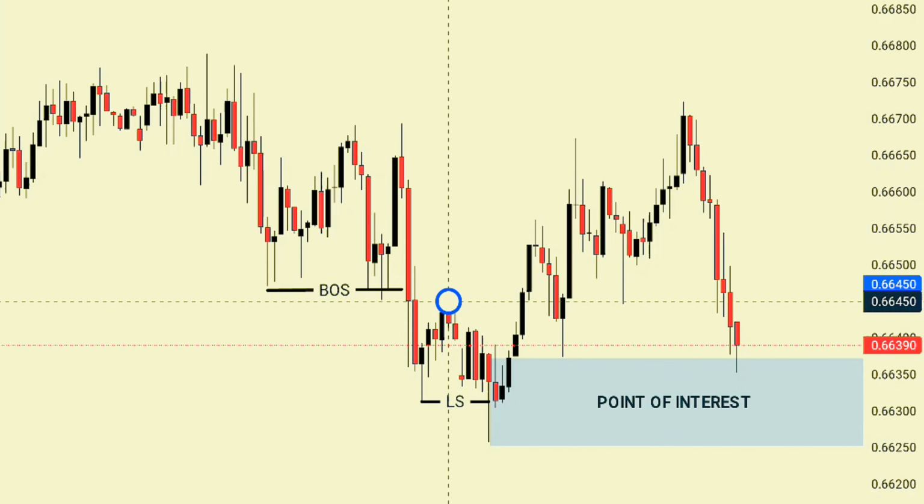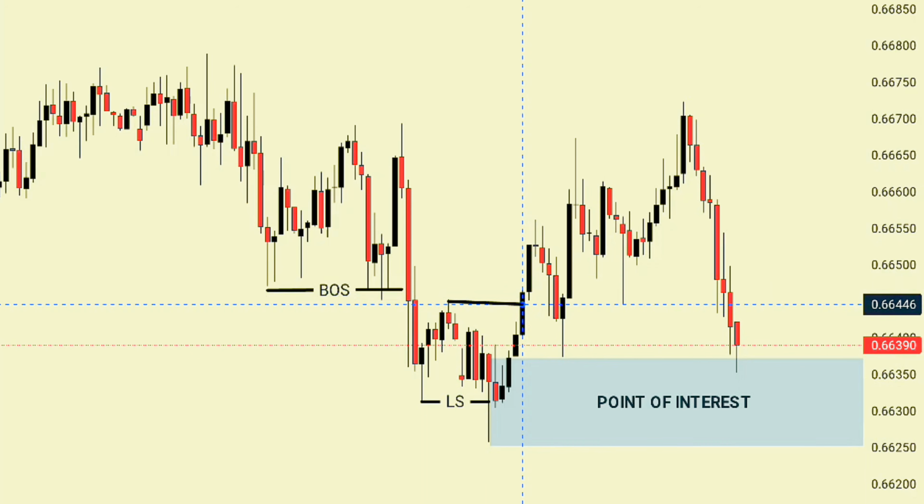As price moves upward, we get a market structure shift, also called MSS. This shift confirms that bullish strength is entering the market. The combination of liquidity sweep, strong displacement, and market structure shift gives us a high probability setup for a long trade.